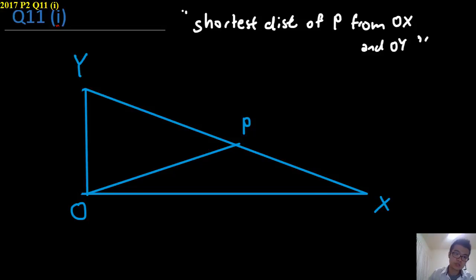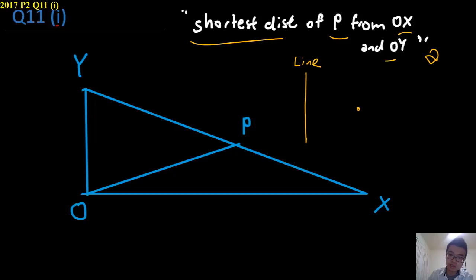Then part 1 asks you to express the shortest distance of P from OX and OY in terms of theta. First thing first, the shortest distance from a line to a dot. This being the line and this being the point or dot, the shortest distance will always be perpendicular to this very line. So in this case it's like this.